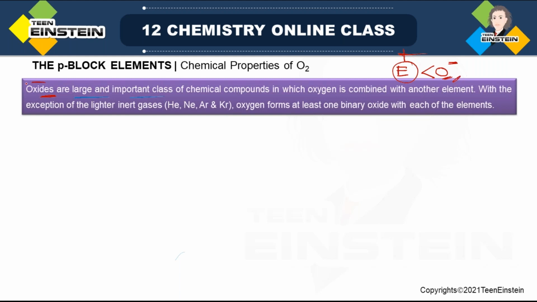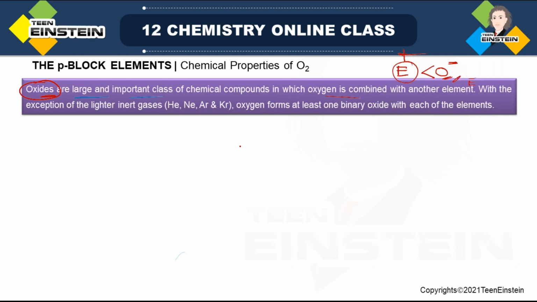So that is why oxide is the general term. Just like oxide, if you have S2-, it will be sulfide. So they are a very large and important class of chemical compounds in which oxygen is combined with another element E.